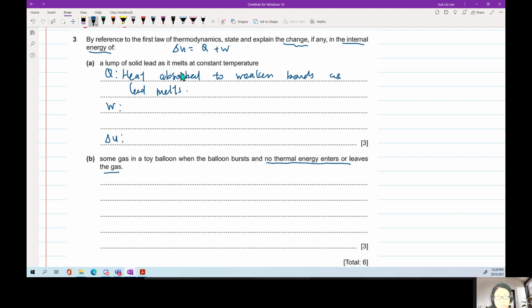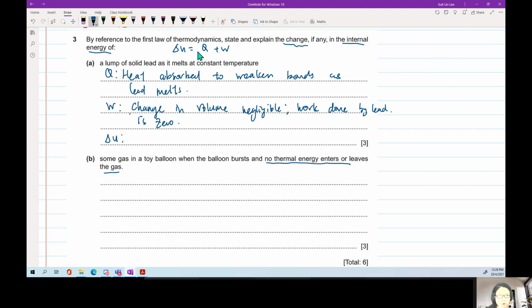W? Here, I don't think when solid lead melts there's much change in volume. So I will just say change in volume, negligible. Work done is 0, or no work done by the lead or on the lead is 0.